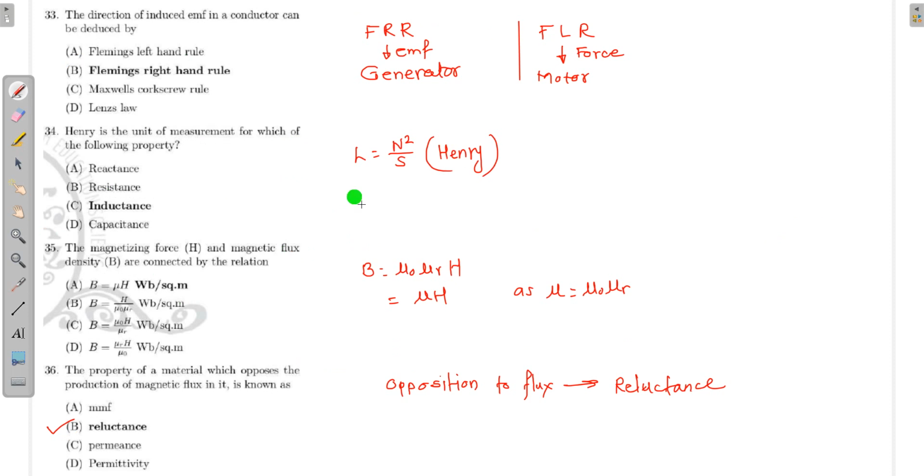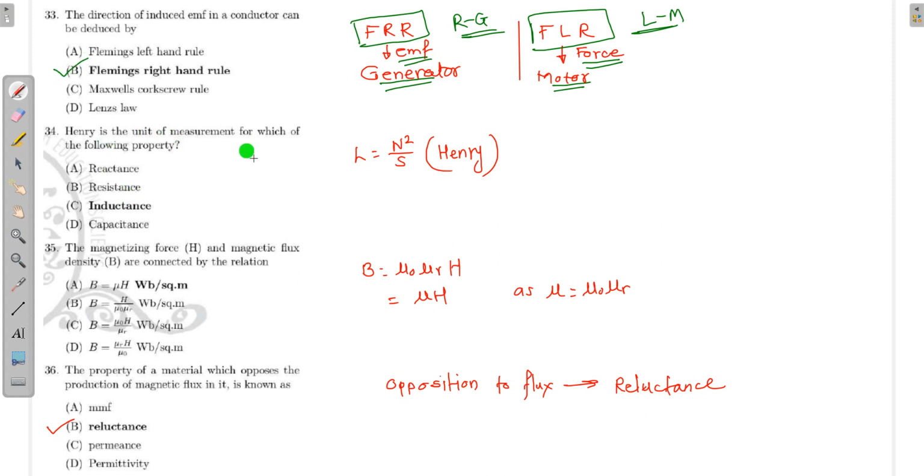The direction of induced EMF in the conductor can be given by which rule? See, Fleming's right hand rule is used for the EMF. It is applicable in a generator. Fleming's left hand rule is used to determine the force, and it is applicable in a motor. So keep in mind, right is for generator, left is for motor. So remember RG and LM, this pair, and you will remember everything. So this is the answer, Fleming's right hand rule.